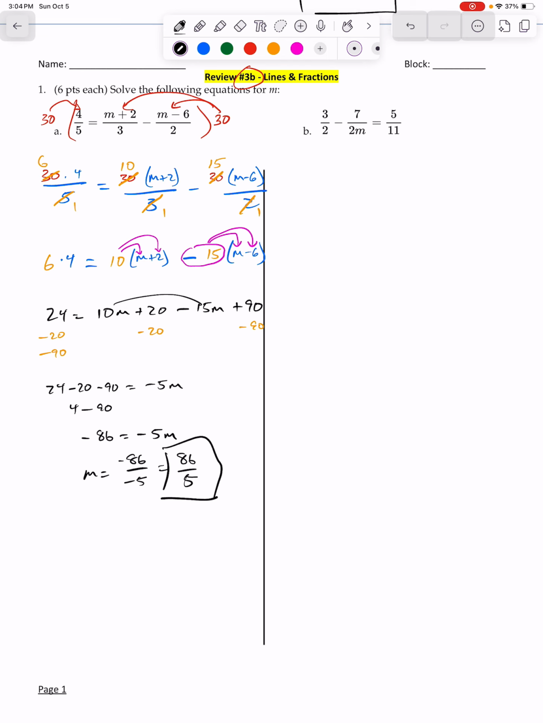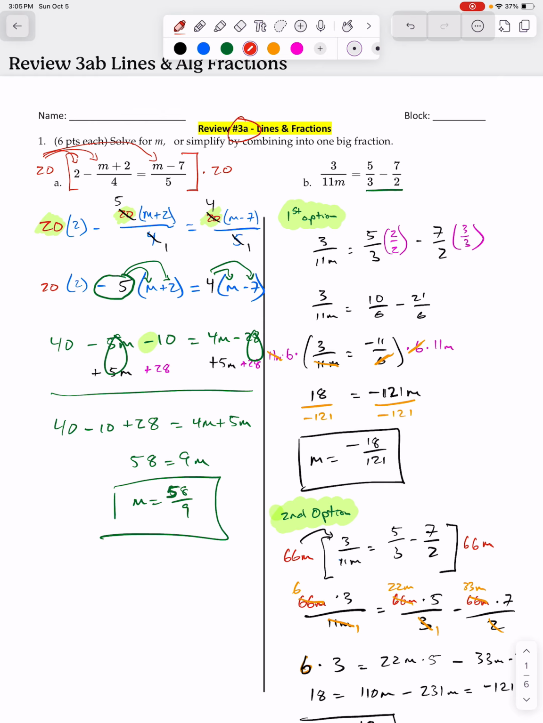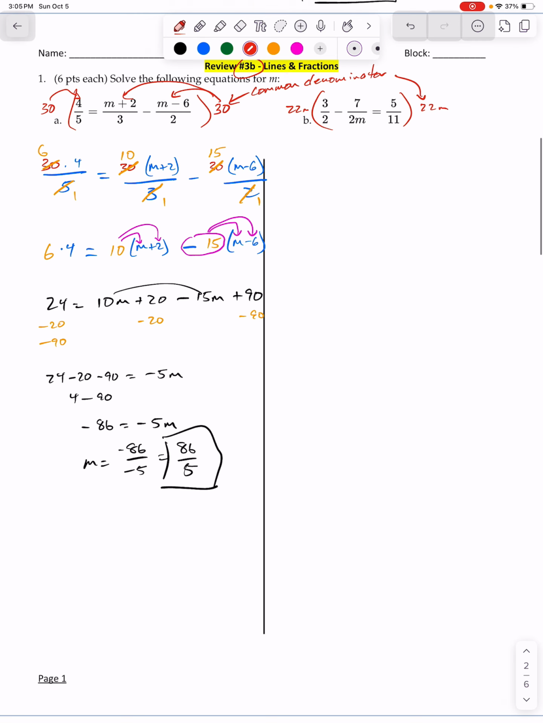Alrighty. I guess I'll do the same thing here. I'm going to multiply by my common denominator, which is 22m. I should write the words common denominator here. Probably should have it written up here too. They'll figure it out. I don't want to waste your time right now.